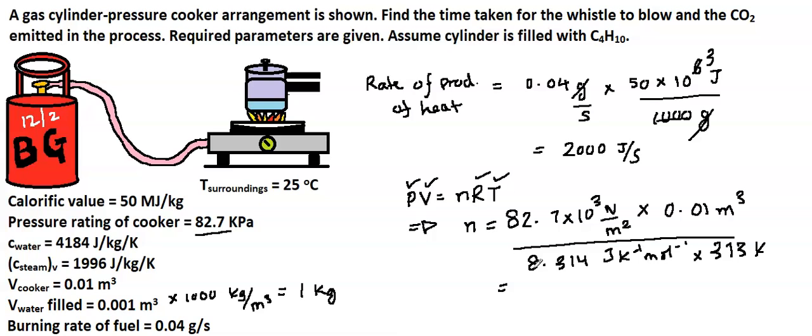Actually, I just realized that this is lesser than atmospheric pressure. So this must be the gauge pressure actually, right? Because the absolute pressure, the pressure rating can't be lesser than atmospheric pressure. So the atmospheric pressure is how much is it? It's around 100 kilopascals. So this is the gauge pressure. The absolute pressure must be this plus this. So that's 182. Sorry for that. Let me just calculate this again.